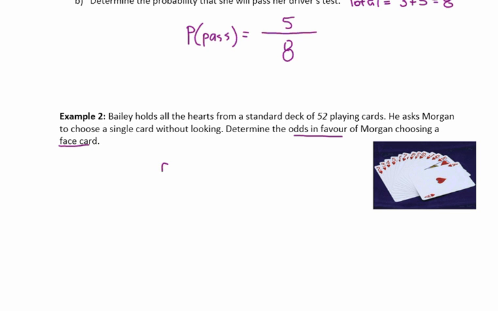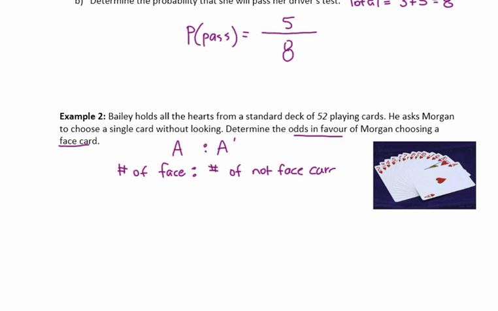So we need the number of face cards compared to what? The number of total cards. Remember, if it's in favor, it's always A to not A. So what would be not A in this case? The number of not face cards.